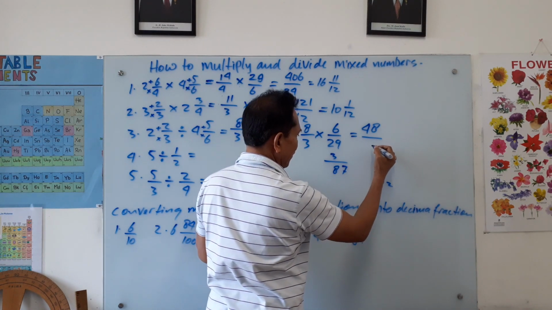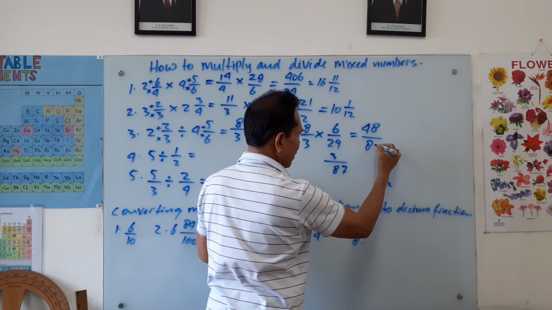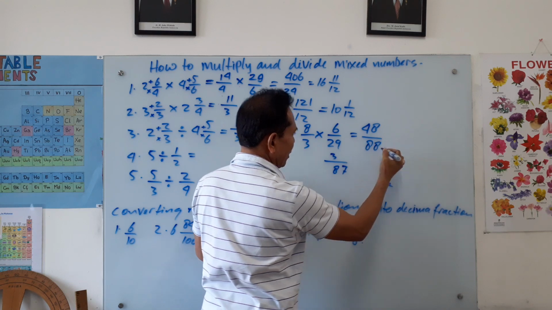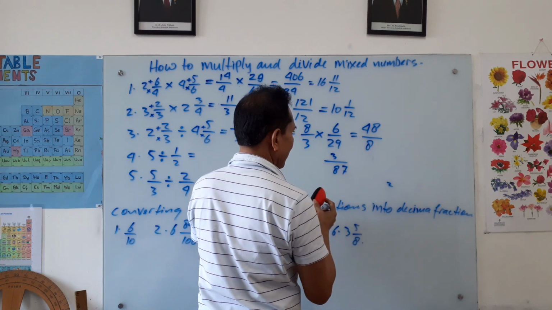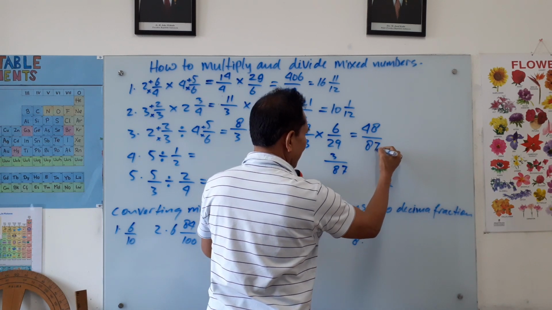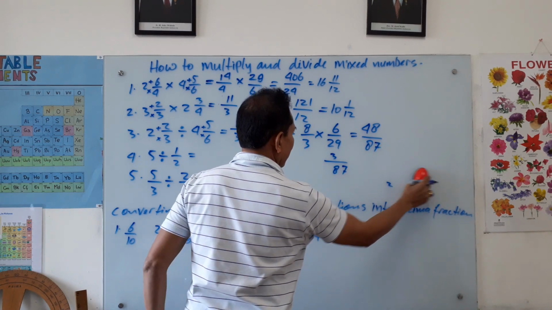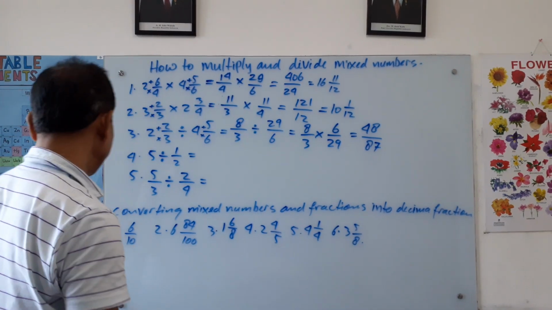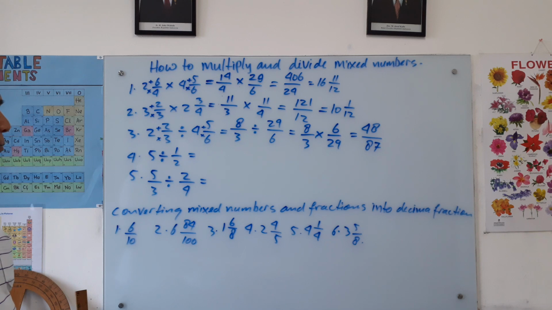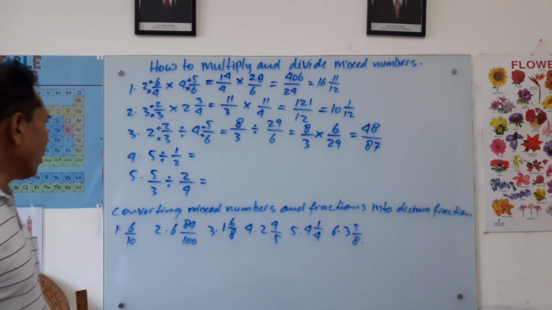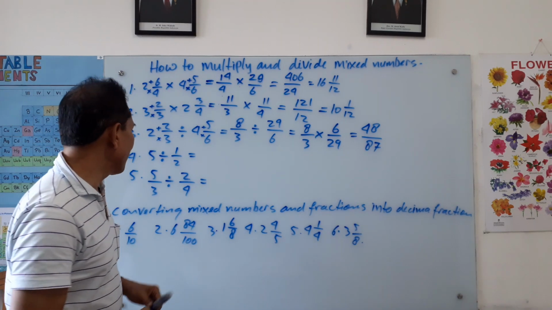So you have here 48 over 87. 48 over 87. Okay, you have done it. 48 over 87. Now, we go to the next, number 4.